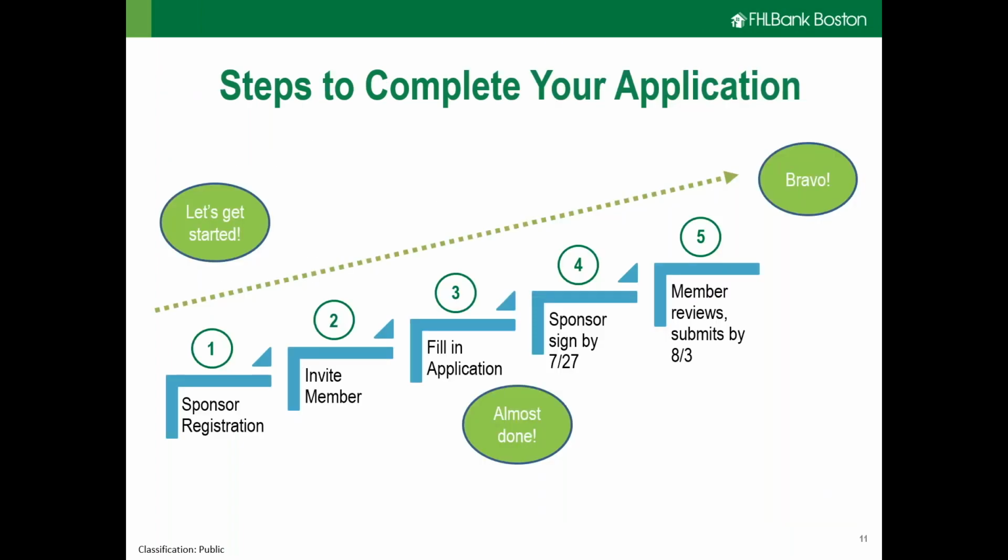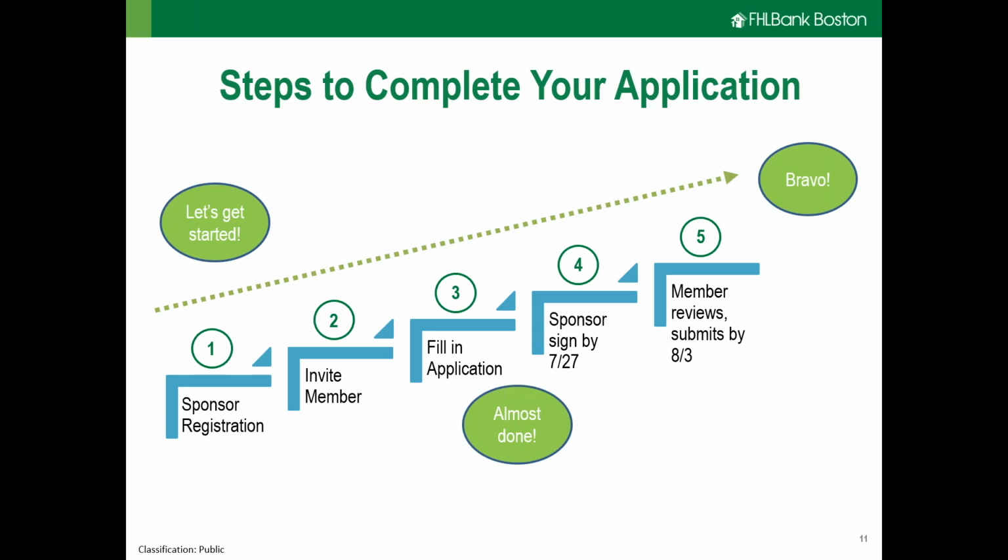Here are the 5 steps to completing your application. We're getting started today. Hopefully you've completed your sponsor registration. And then the second step is to, in the online portal, invite your member institution. Members are essential to the affordable housing program, not just the application process, but really the overall success of your initiative and completion of all of your regulatory steps in the affordable housing program.